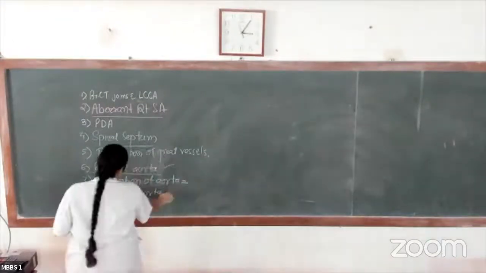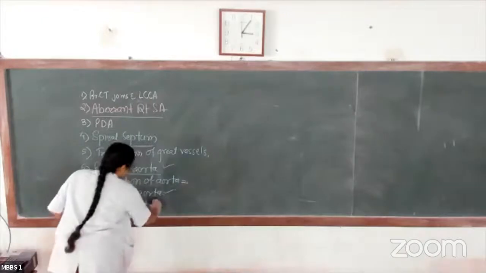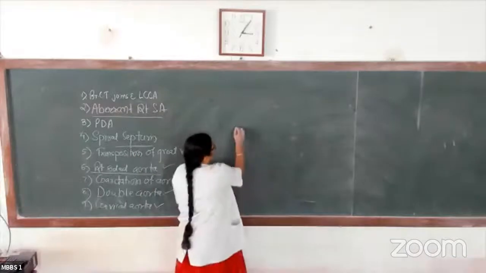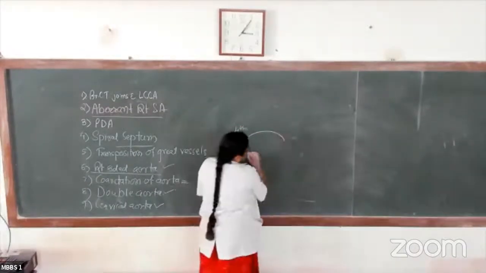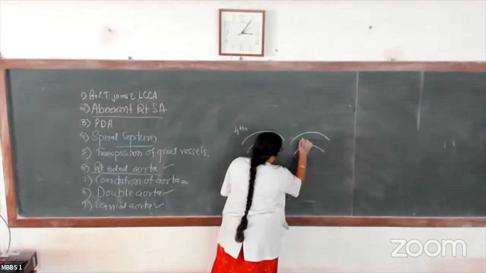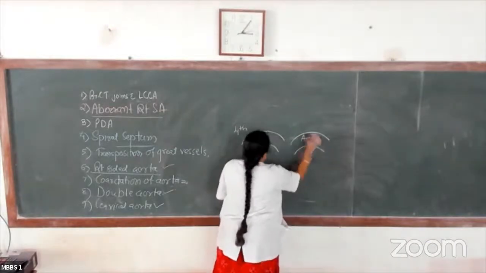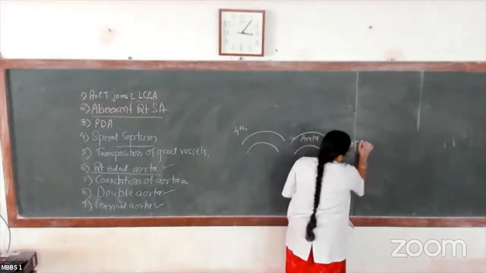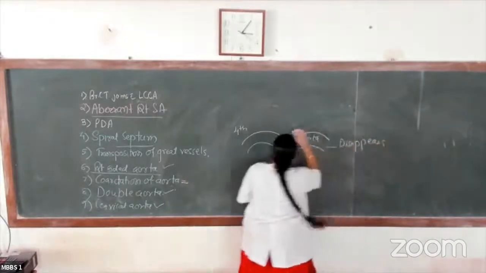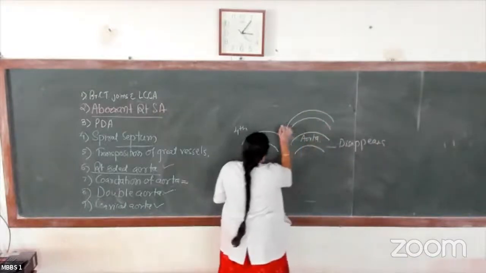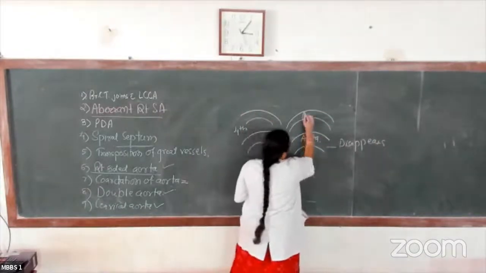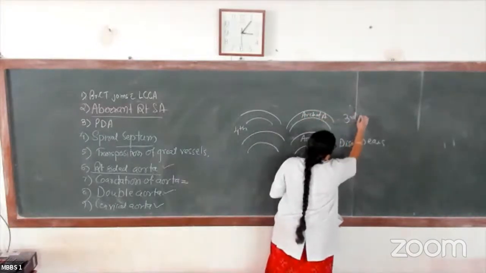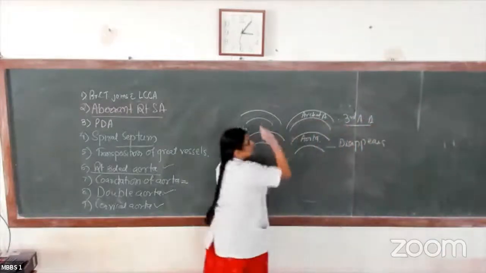We have seen coarctation of the aorta, double aortic arch, then cervical aorta. What is this cervical aorta? Aorta usually develops from the fourth aortic arch, isn't it? Here will be the development of the aorta. But sometimes the fourth arch disappears, and from the third arch you get the arch of aorta. From the third you get the arch of aorta, which is the third aortic arch. From this you get the arch of aorta.